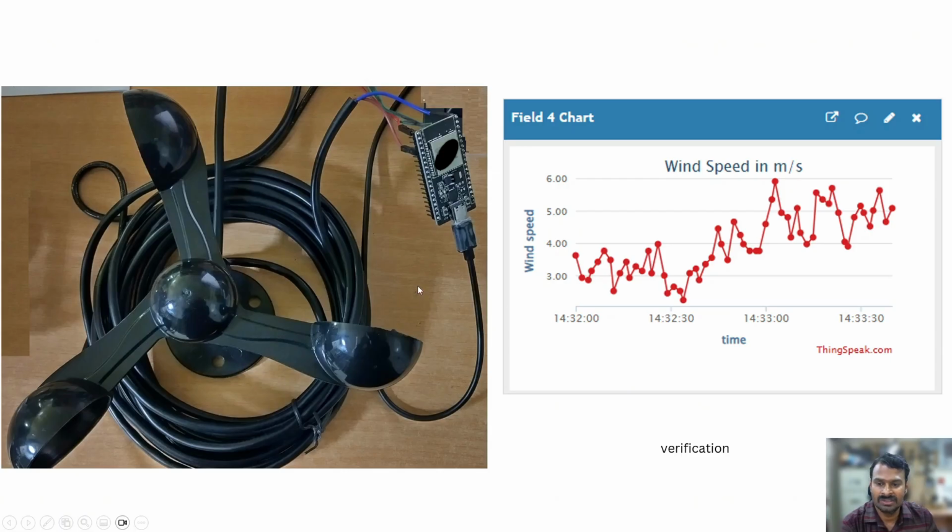Right. So this is the simple connection. This is the wind sensor which I am talking about, and our ESP32 is here. It is connected like this, and the output in the ThingSpeak server looks like this. That is a graph which we plotted with the data we obtained from this wind sensor. Let us see a simple video of it so that we can easily understand how it works.